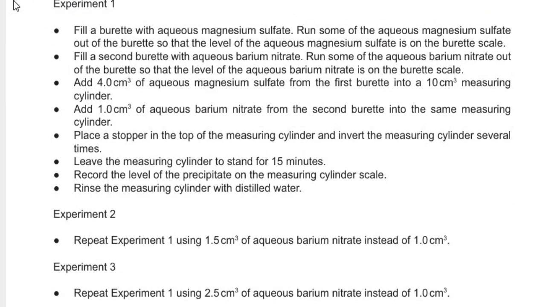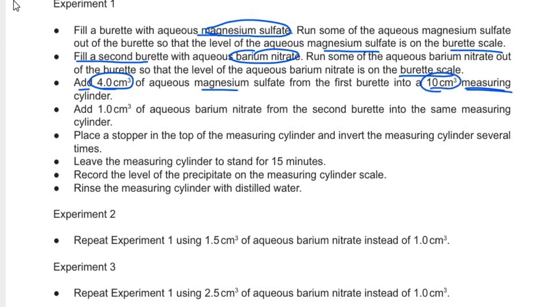Now here is the whole procedure. Fill a burette with the aqueous magnesium sulfate, run some of the magnesium sulfate to level up the magnesium sulfate on the burette scale. Same again, fill the burette with the aqueous barium nitrate, repeat the same procedure to level up on the burette scale. Now add 4 cm³ of magnesium sulfate from the burette into a measuring cylinder. Remember, a 10 cm³ measuring cylinder. Add 1 cm³ of the barium nitrate from the second burette into the measuring cylinder.